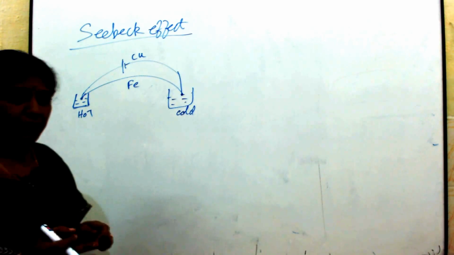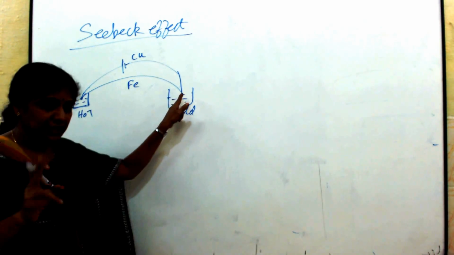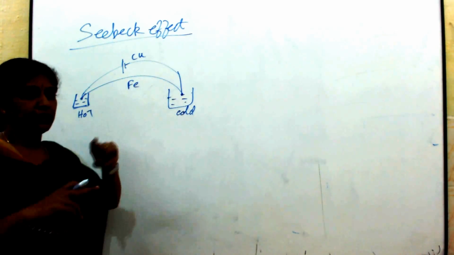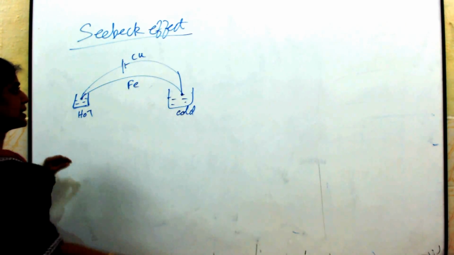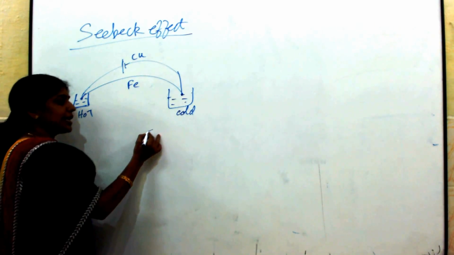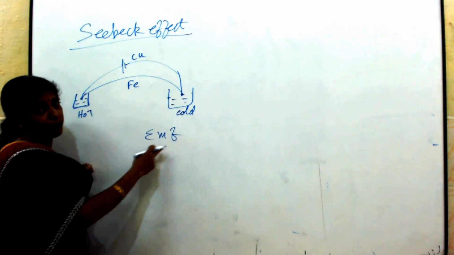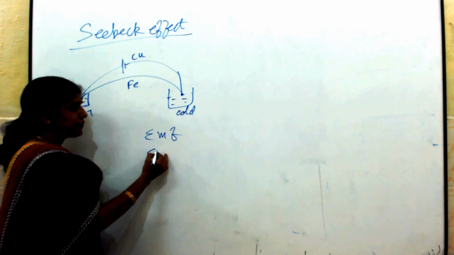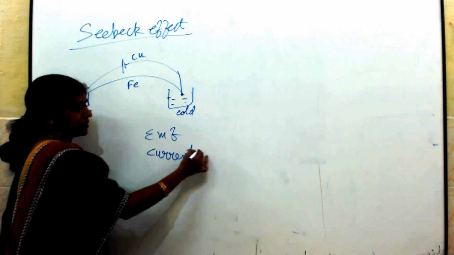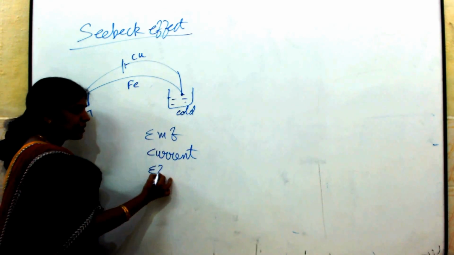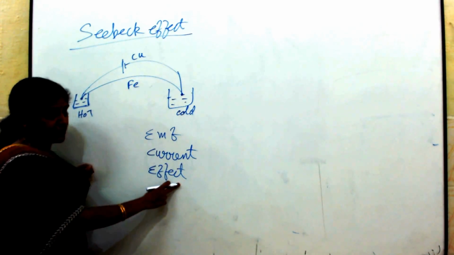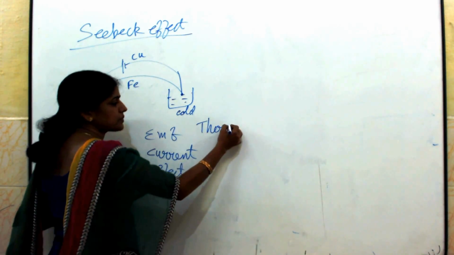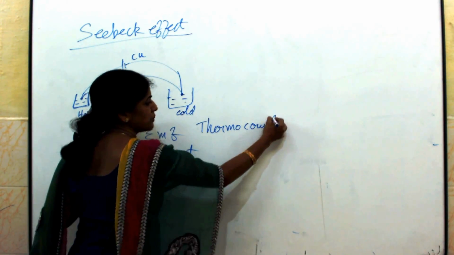So what is meant by a thermocouple? When I form two different junctions using two different metals, and these two junctions are maintained at two different temperatures, an EMF is produced. That EMF we call the thermo EMF, and the current flowing because of it we call the thermoelectric current. This effect is the thermoelectric effect, and this arrangement we call a thermocouple.